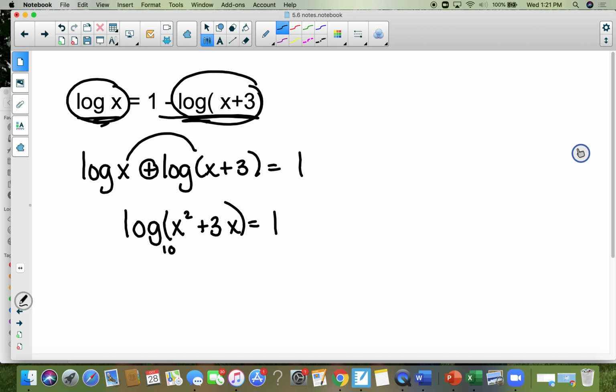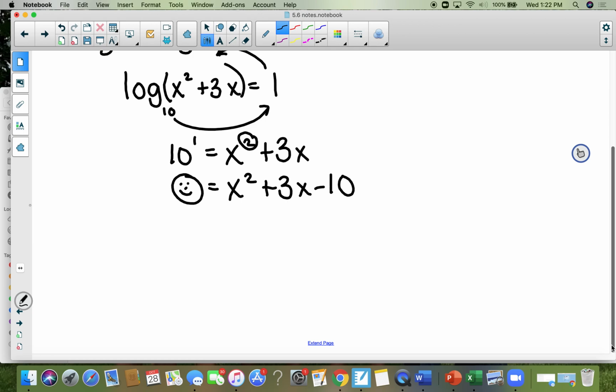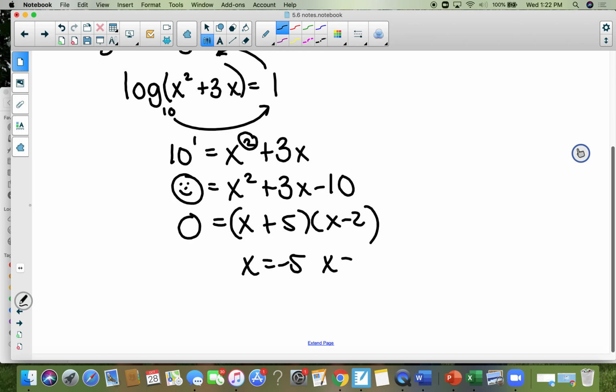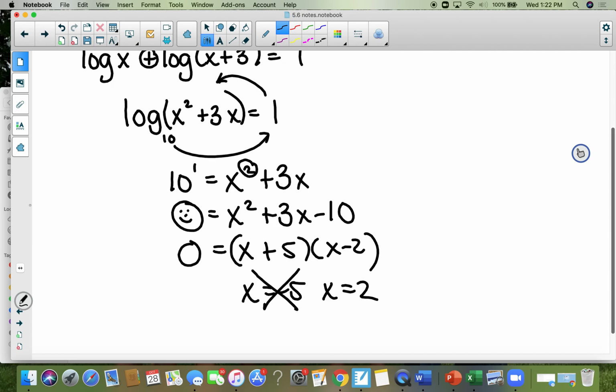There's a little imaginary 10 down there, so I'm just going to go the loop-de-loop method that we learned at the beginning of this chapter. 10 to the first equals x squared plus 3x. You got a quadratic, so you got to bring everything over to one side. Here comes that factoring skill again. You definitely need to know how to factor to survive in college algebra. x plus 5, x minus 2. So x equals negative 5 and x equals 2. You should check your logs. You can't have a negative log. So if you plugged x in there, you get a negative log there. So the only one you can keep is x equals 2.